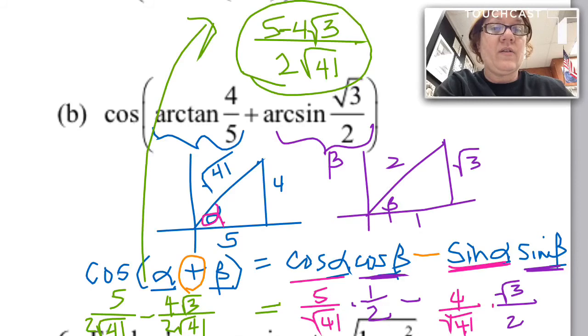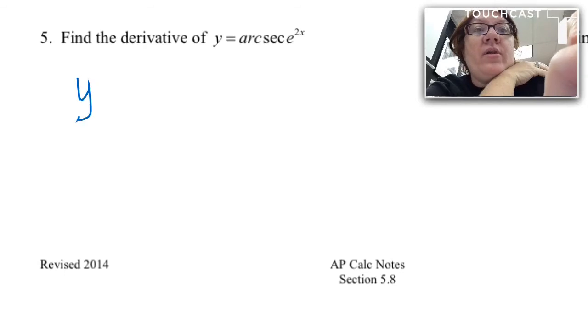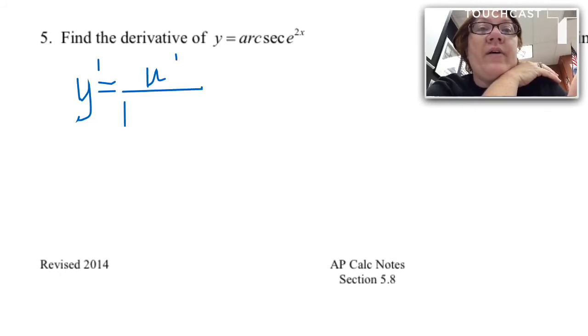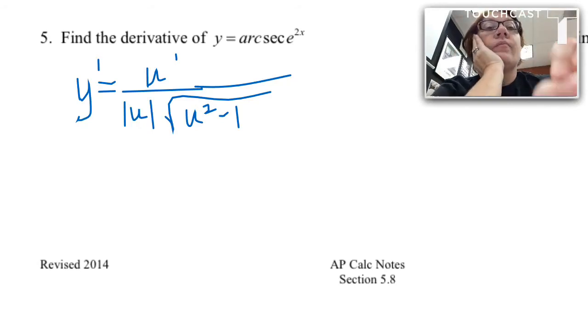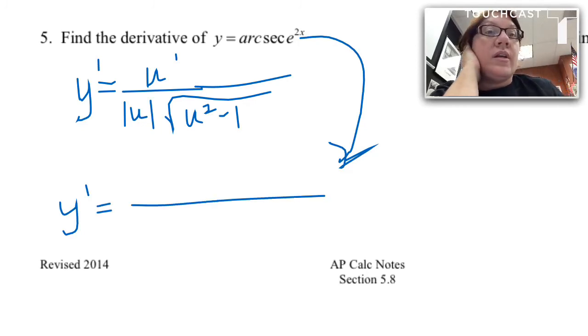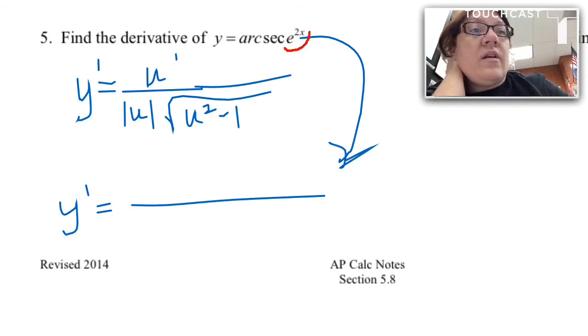Moving on to calculus. Okay, so I'm ready to start doing derivatives with my inverse trig functions. So in order to do arc secant, remember my formula is u prime over absolute value of u, and then the square root of u squared minus 1. So for this one, I'm going to have y prime equals, so now I have to remember what the u is that I'm taking the arc secant of, and it's this stuff.